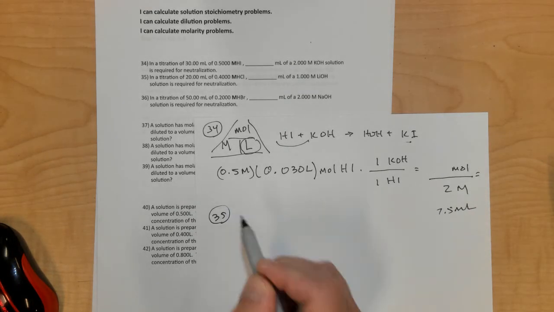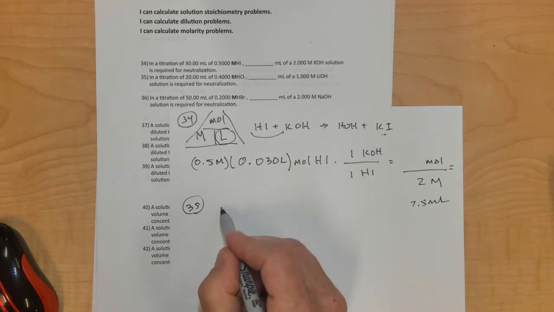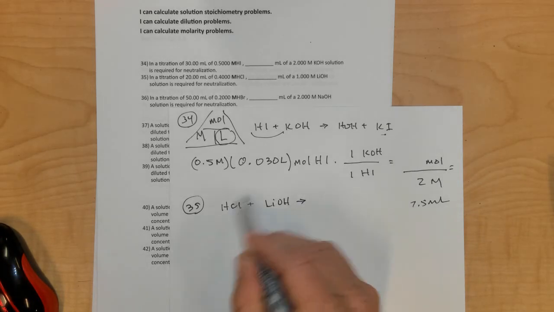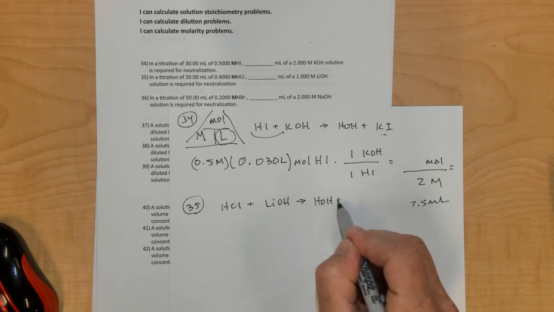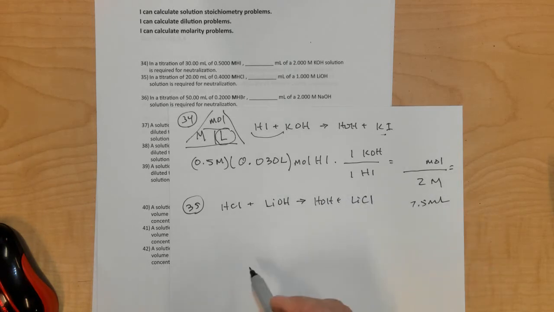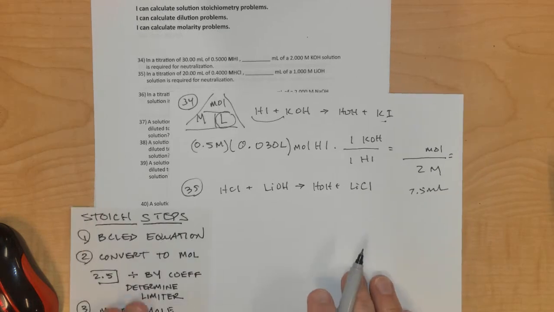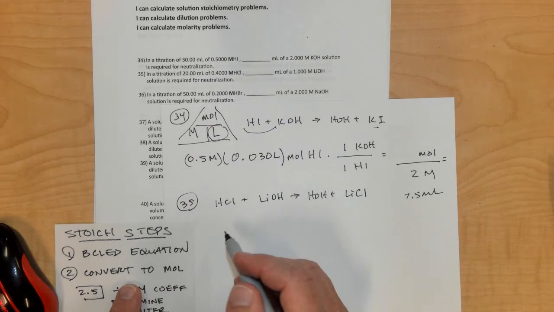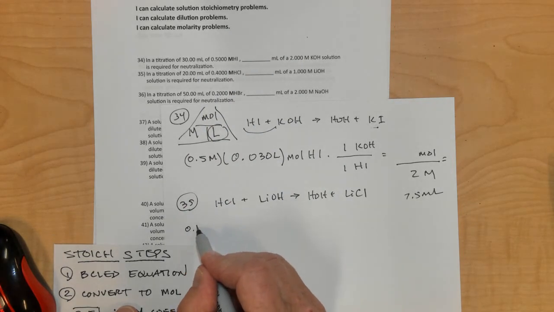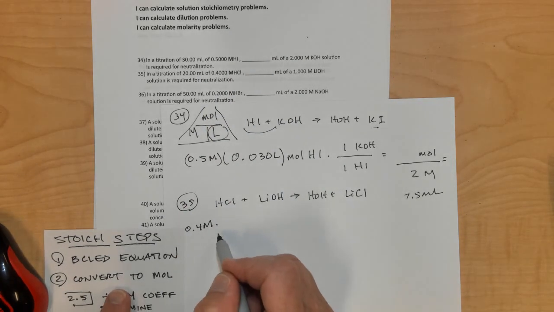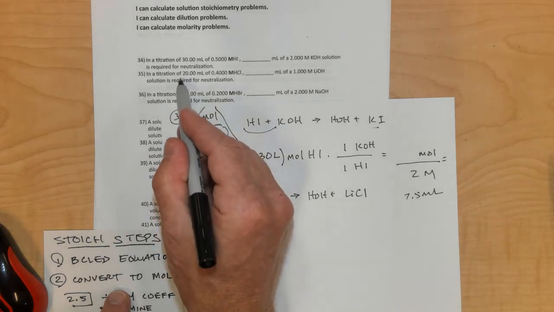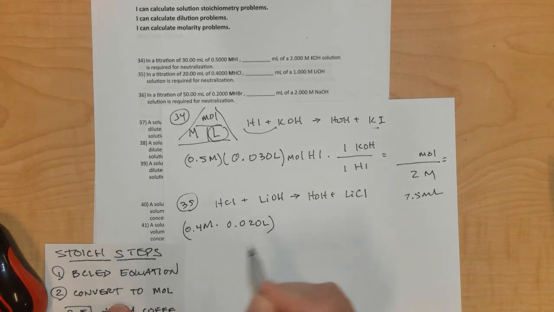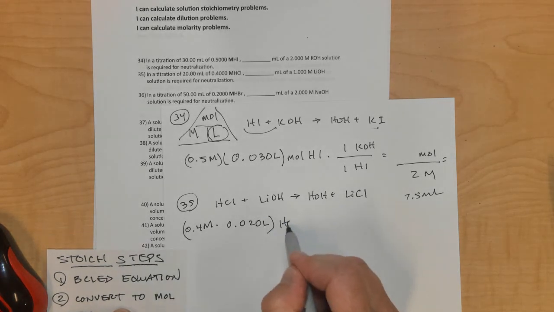Number 35. Titration problem now between HCl and LiOH. Swap the cations, you end up with HOH and then LiCl. After step 2, convert to moles. So now I need to take my molarity and multiply it by my liters. So the molarity is 0.4 molar. Multiply that by my liters, which are 1, 2, 3 to the left, so 0.020 liters. This would give me my moles of HCl.